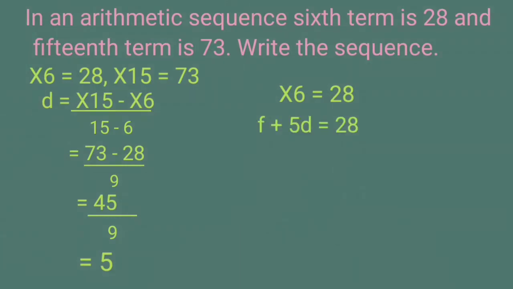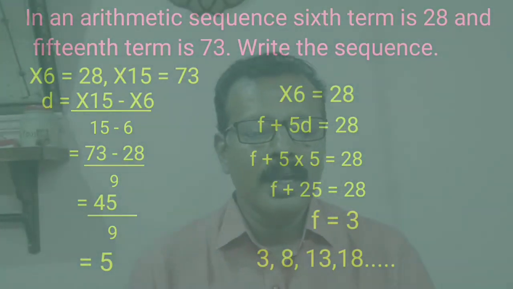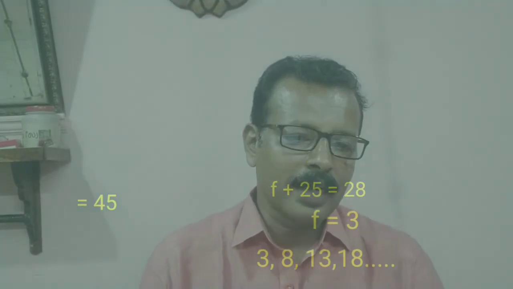The 6th term is 28. That means f plus 5d is 28. Here d is 5. So f plus 5 into 5 is 28. f plus 25 is 28. So the first term we get here is 3. Now we can write the sequence as 3, 8, 13, 18, etc.